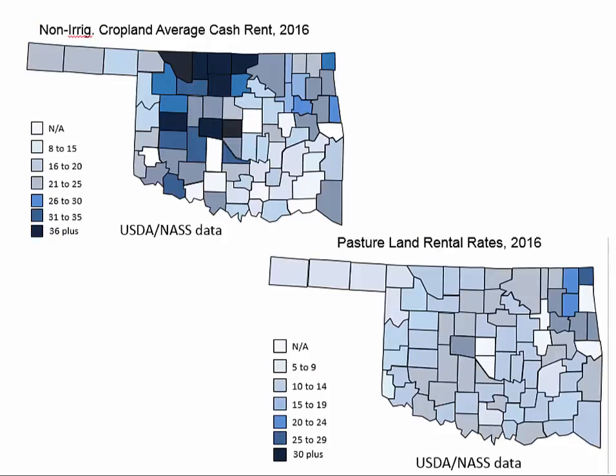These charts highlight the variability in cash rental rates across the state as reported by NASS. In the chart at top left for non-irrigated cash rents, you can see that the highest rents for cropland are in the most productive cropland in north central Oklahoma, plus more urban areas along I-40. In contrast, the chart at bottom right shows pasture rents are highest in northeastern Oklahoma.